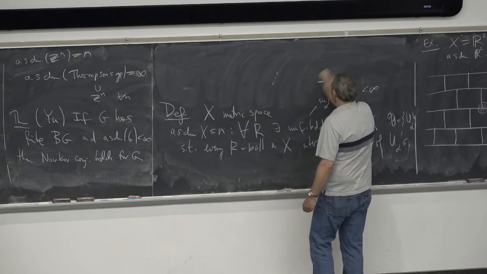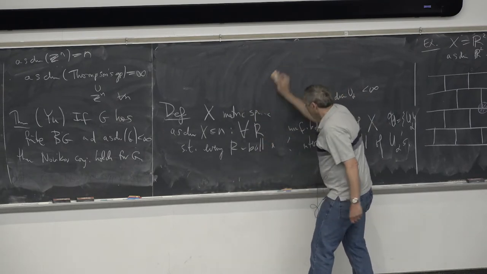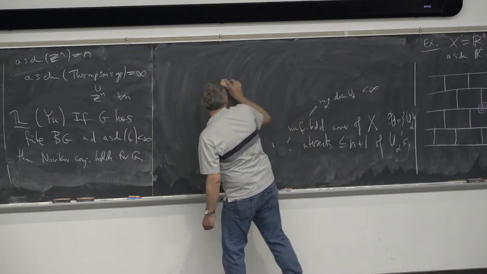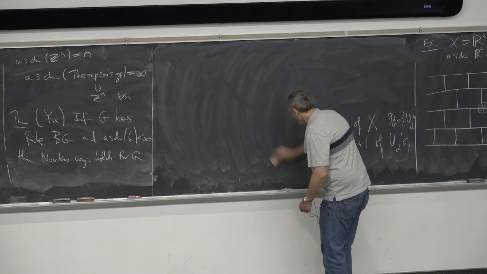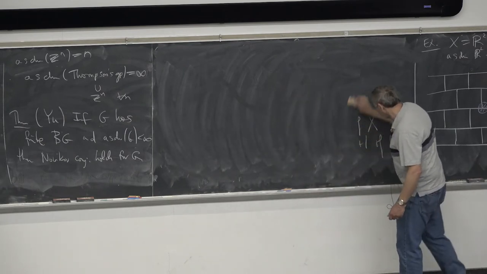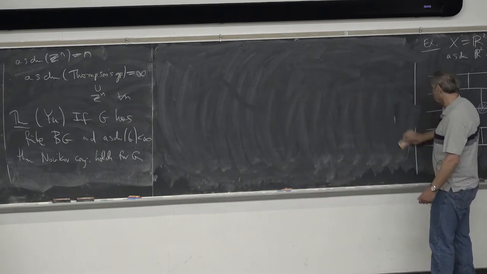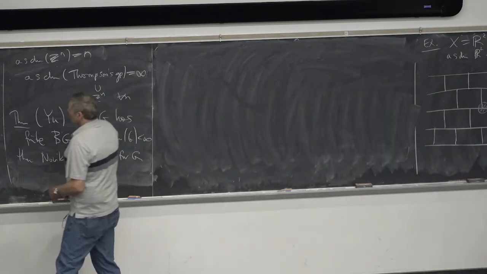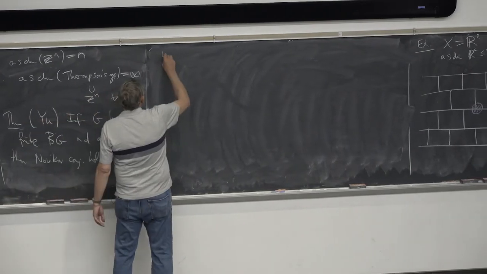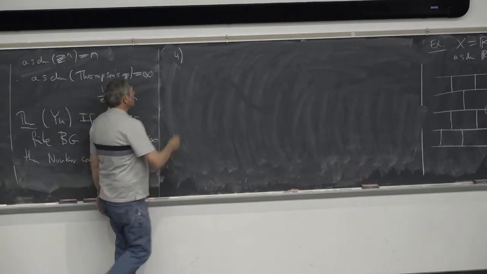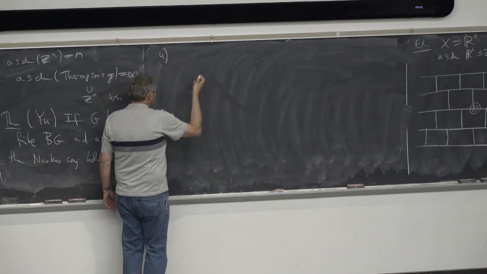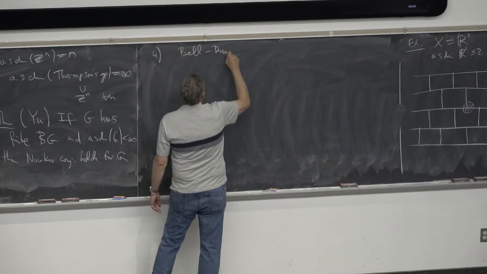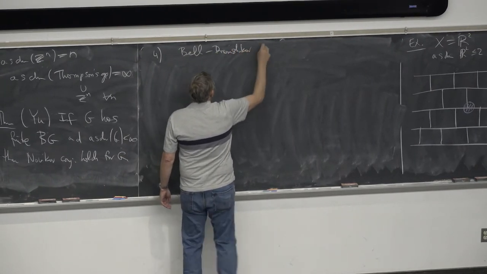Okay, and there's one more theorem that's important here. I'd like to prove something every day, so I want to give a proof of a theorem of Gromov. Not the big theorem, but something he proved. One more property here, number 4. This is called the Hurewicz theorem, and for asymptotic dimension this was proved by Bell and Dranishnikov. So it's the Bell-Dranishnikov Hurewicz theorem.